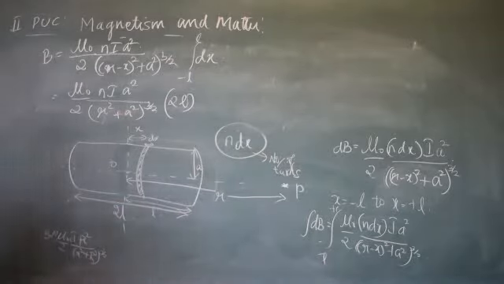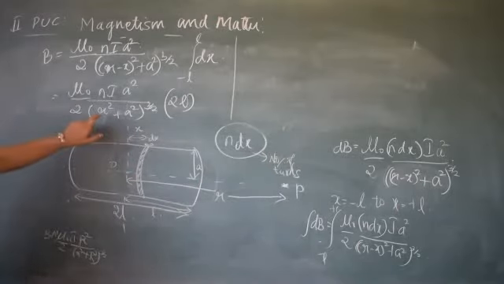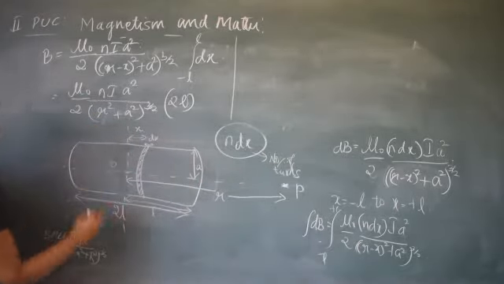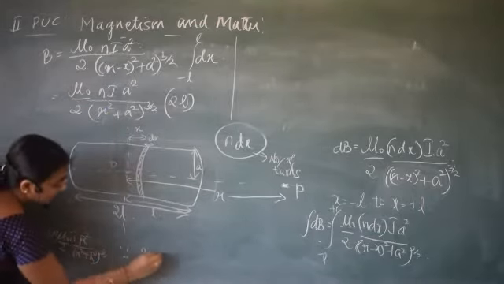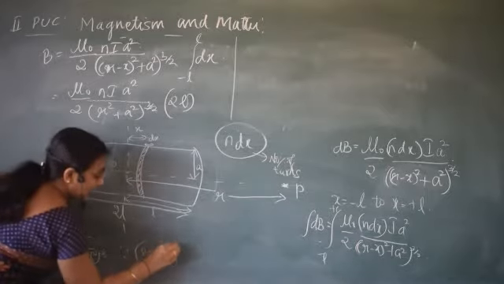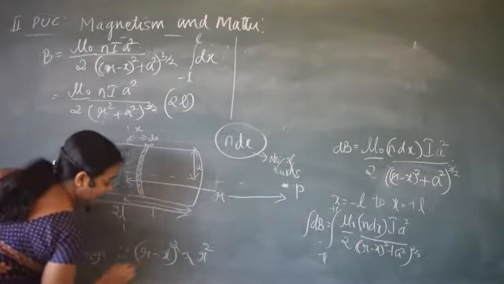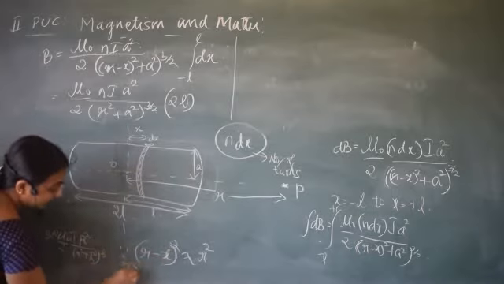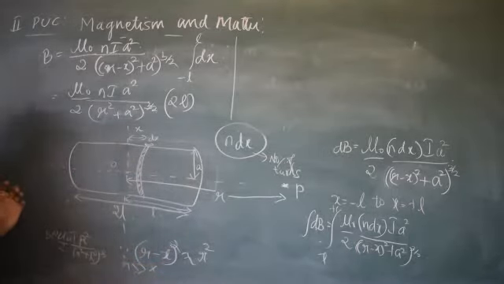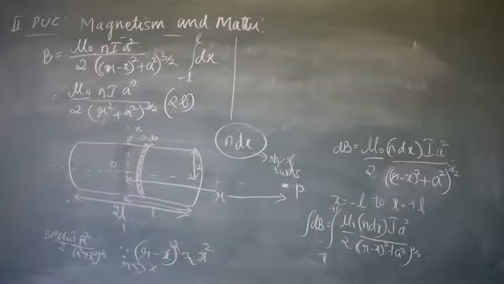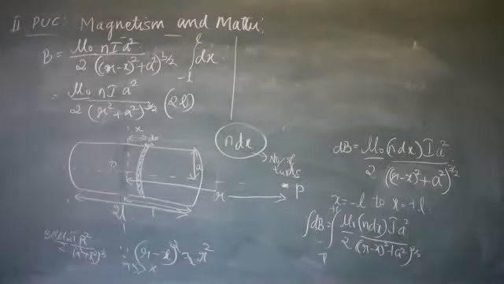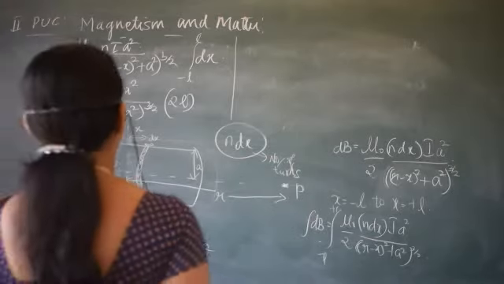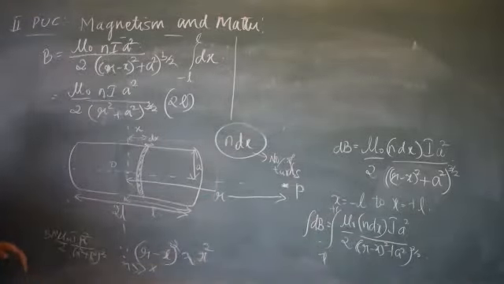Correct? Now look here. I will write over here. See here, why did I get r? Because r minus x whole square is approximately equal to r square. Why? Because r is greater than x. Since r is greater than x, we can write r minus x, the whole square, is approximately equal to r square.